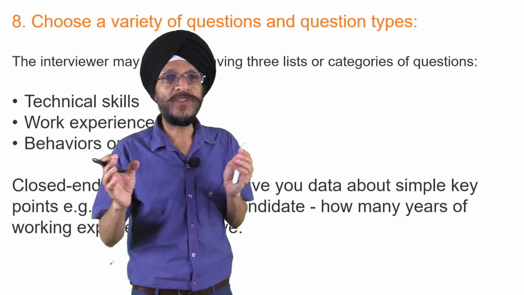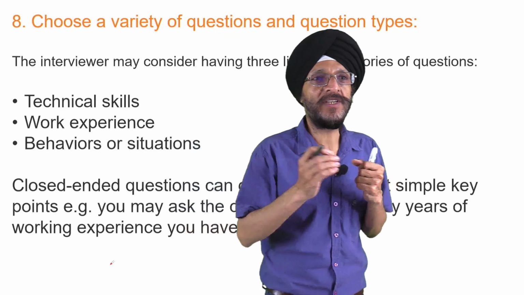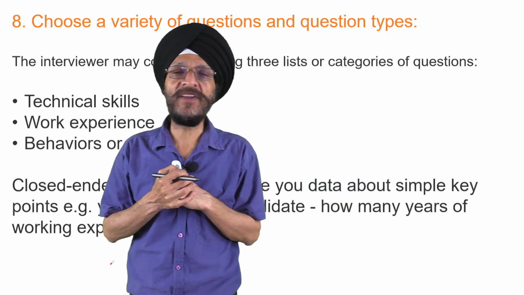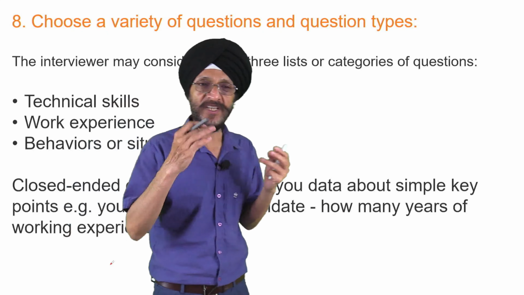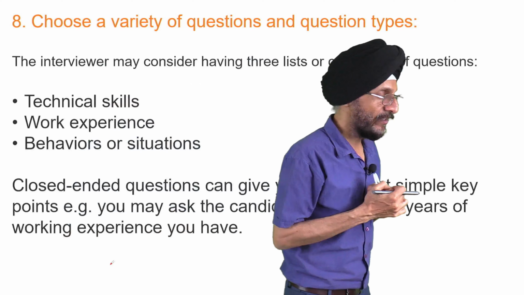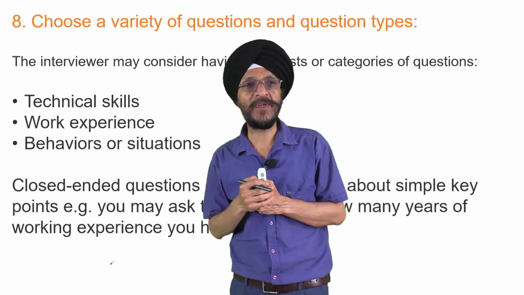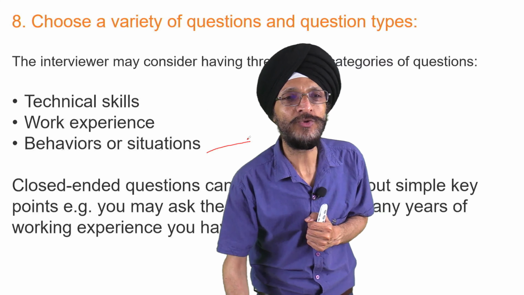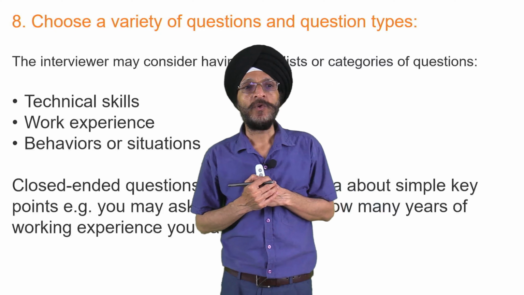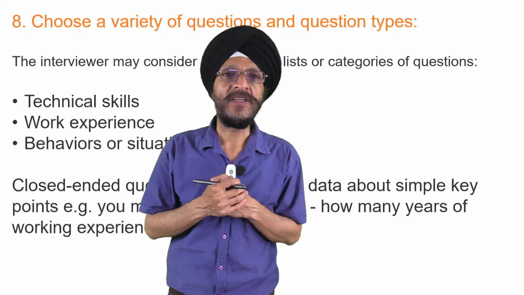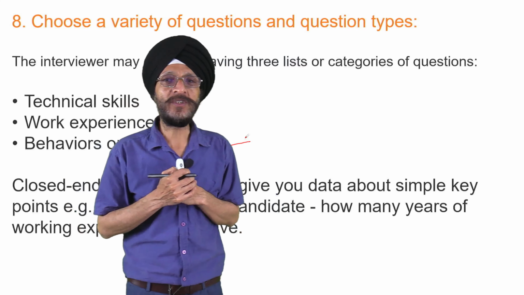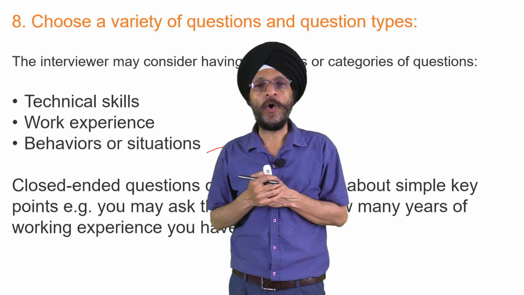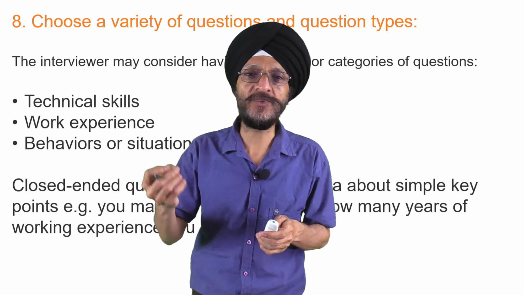Next, choose a variety of questions and question types. The interviewer may consider having three categories of questions. First category may be technical questions, another set may relate to work experience, and the third may be behavioral or situational questions. Close-ended questions can give you data about simple key questions. The interviewer can ask the candidate how many years of working experience you have.